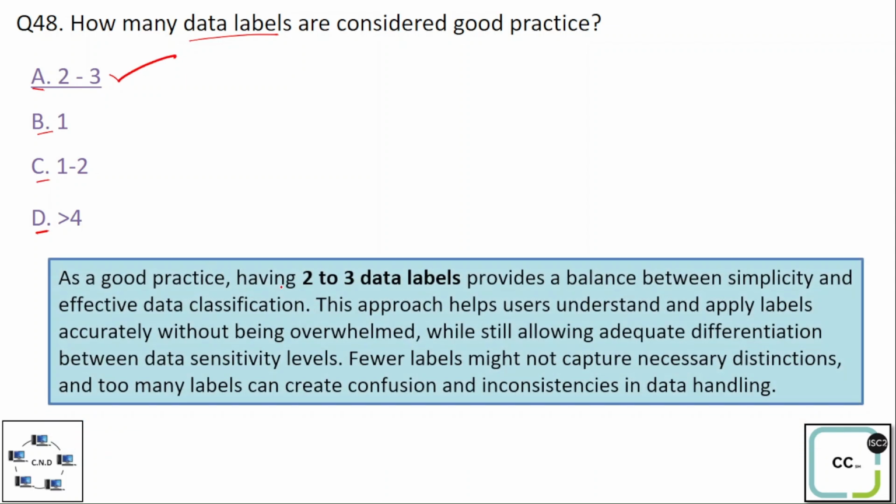So as a good practice, having 2 to 3 data labels provides a balance between simplicity and effective data classification. This approach helps users understand and apply labels accurately without being overwhelmed, while still allowing adequate differentiation between data sensitivity levels. Fewer labels might not capture necessary distinction, and too many labels can create confusion and inconsistencies in data handling.